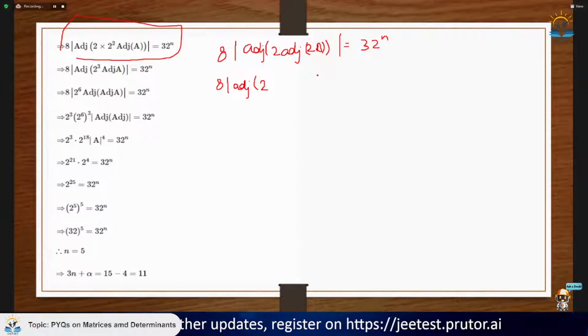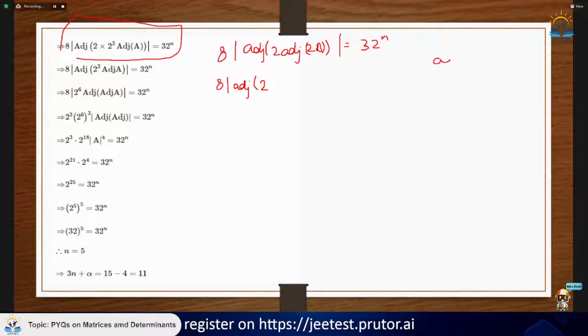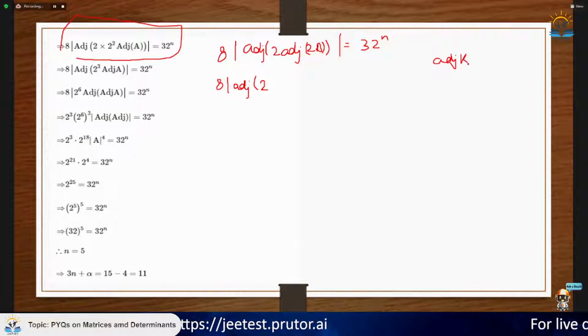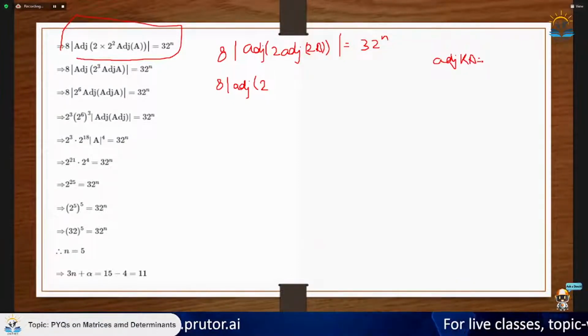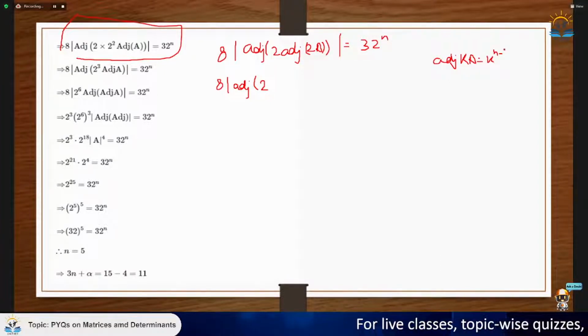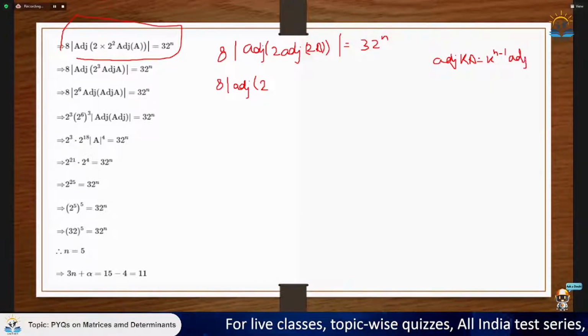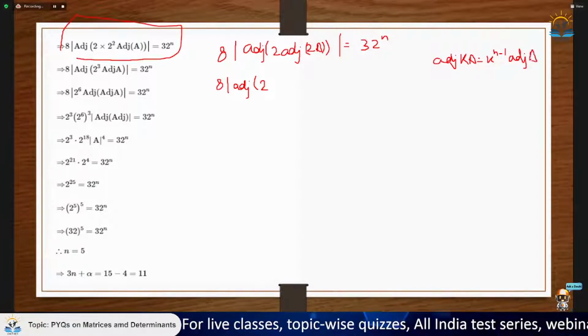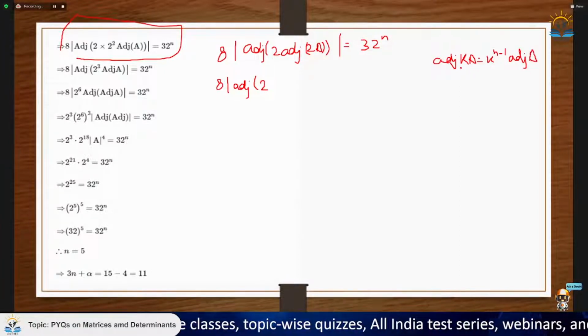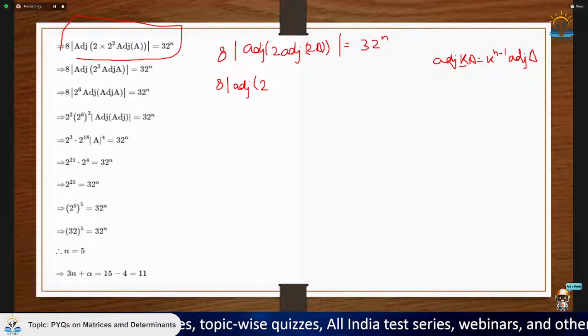Whenever we get a scalar inside an adjoint, how do we deal with it? That is, adjoint of some k times A is equal to k power n minus 1, where n is again the order of A, into adjoint of A. Cool. So here k is the scalar and n is the order of matrix A.